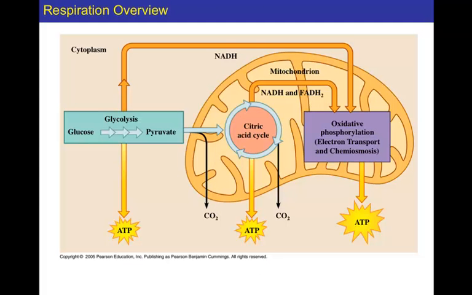And as a final review, here's a respiration overview showing you glycolysis occurring in the cytoplasm, Krebs cycle occurring in the matrix of the mitochondrion, and oxidative phosphorylation, or chemiosmosis and electron transport, taking place in the inner mitochondrial membrane with the ATP synthases attached to that membrane. And when you look at it, you can see that ATP is produced in all three places.